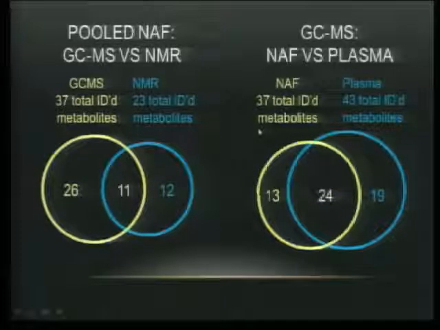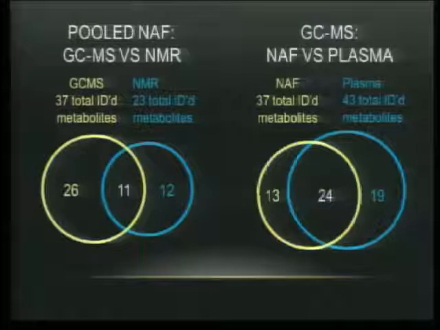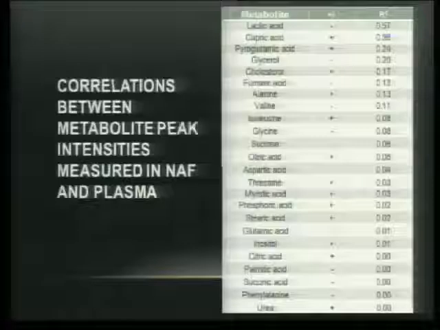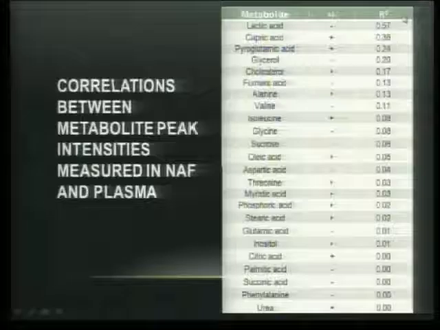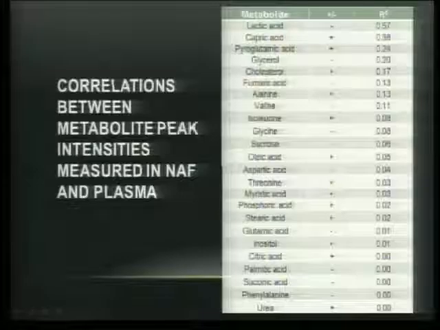And then in the NAF versus plasma, there were 43 identified metabolites from plasma, 37 from NAF, and there are 24 common metabolites between the two. So the next step was, are these metabolites which are common between NAF and plasma correlated with each other? Are the levels in NAF similar to the levels in plasma? Here is your metabolite, positive or negative correlation, and then the R-squared value. Interestingly, the strongest correlation, lactic acid, is negative, and so they're oppositely related in NAF and plasma.